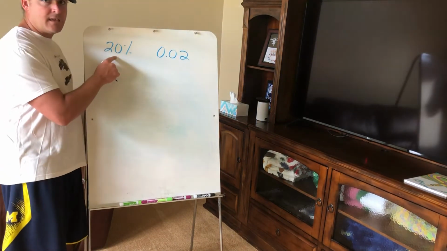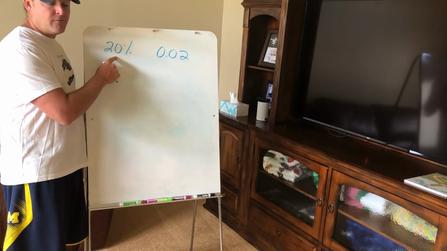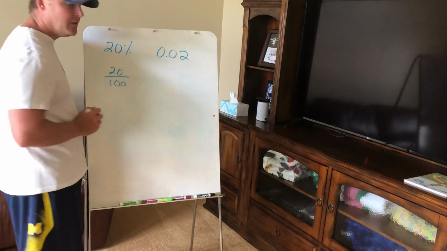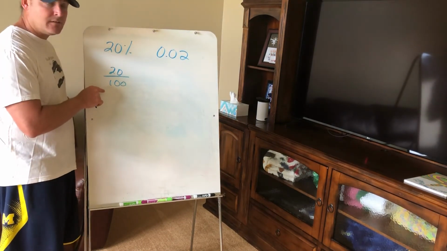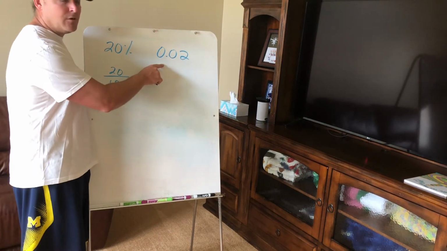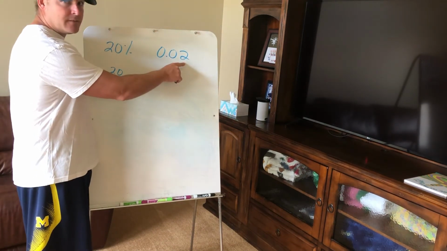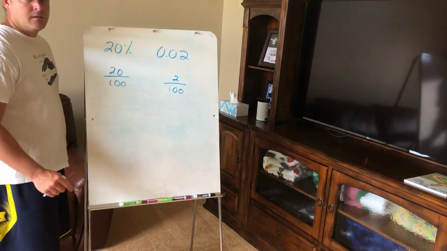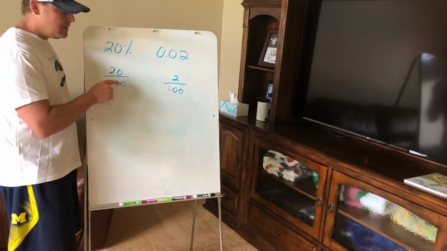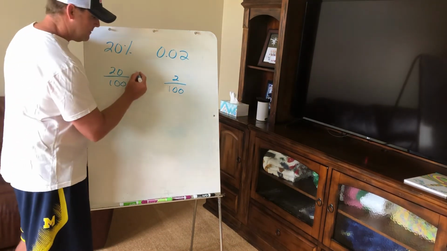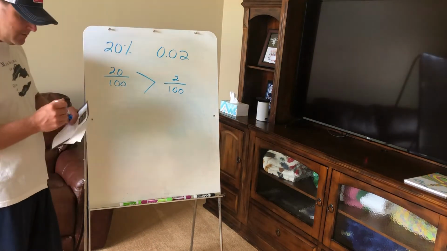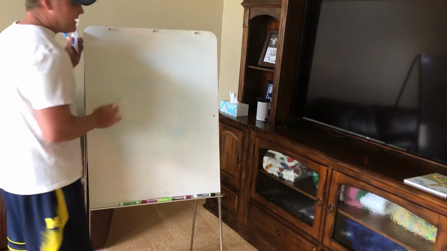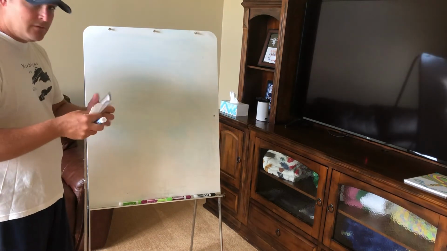So if I want to write this as a fraction, all percents are based out of 100. So this is 20 out of 100. As a big boy and a big girl, tenths, hundredths. So we would say 2 hundredths. So what's bigger, 20 out of 100 or 2 out of 100? 20 out of 100. So that was if you wanted to turn all those into fractions.